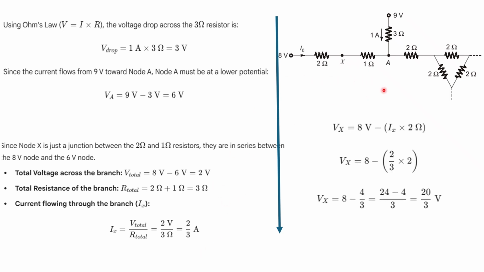Now finally we have to find the voltage at the point X. So how will we find it? Vx is equal to 8 volts, that is this, minus how much voltage will drop across this 2 ohm resistor. So I, which is 2 by 3, we have already got, into the 2. So that will be the final answer. So you will get 20 by 3. So this is the final answer.